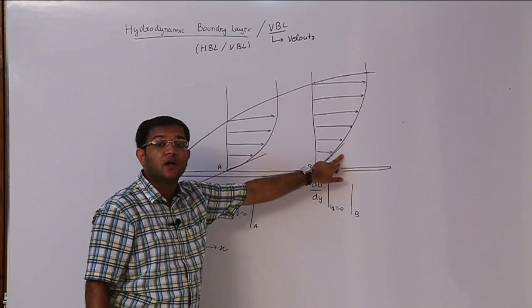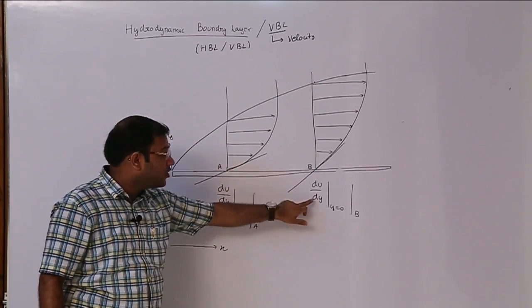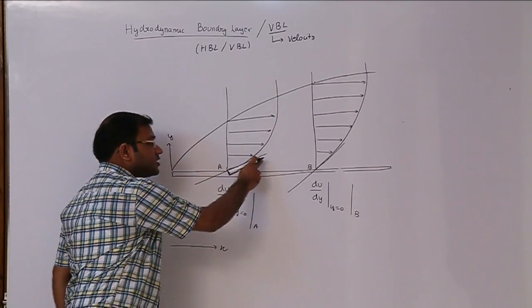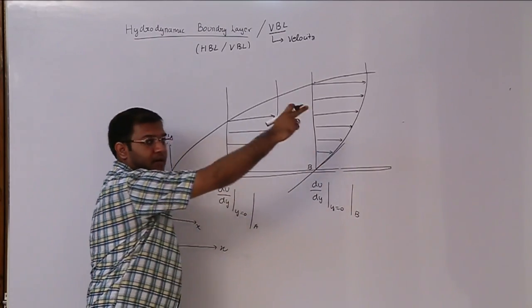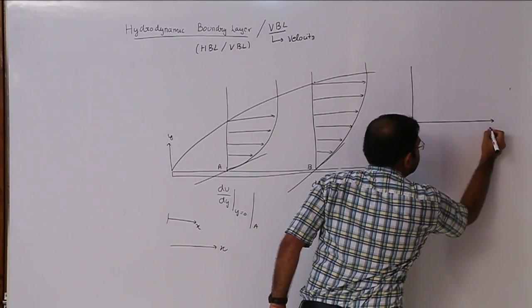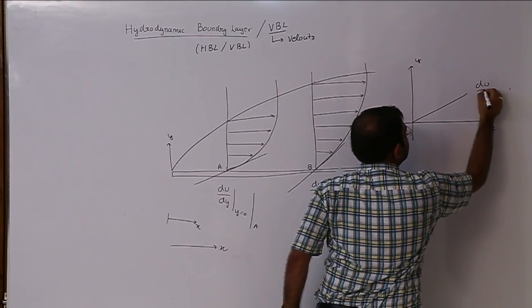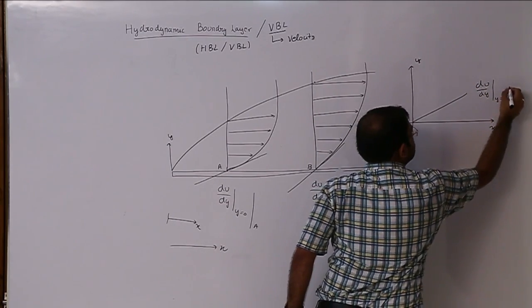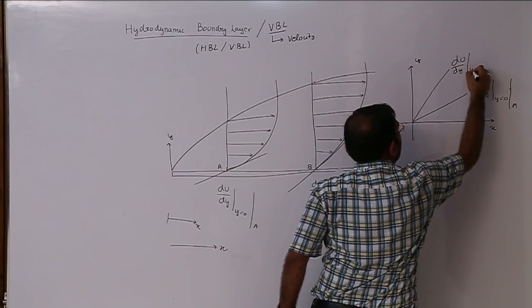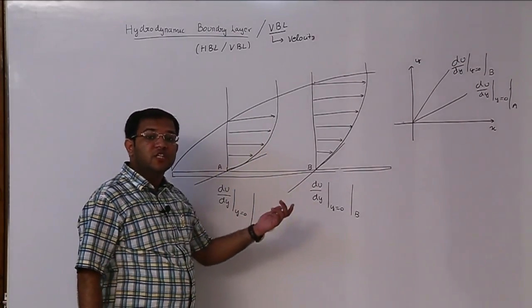Now we need to find the velocity gradient at y equals 0 at point A and the velocity gradient at y equals 0 at point B. This is the slope here and this represents the slope here. Now consider this one. This is your x-axis, this is your y-axis. This is du by dy at y equals 0 at point A, and this is du by dy at y equals 0 at point B. Now we need to see which slope is more.